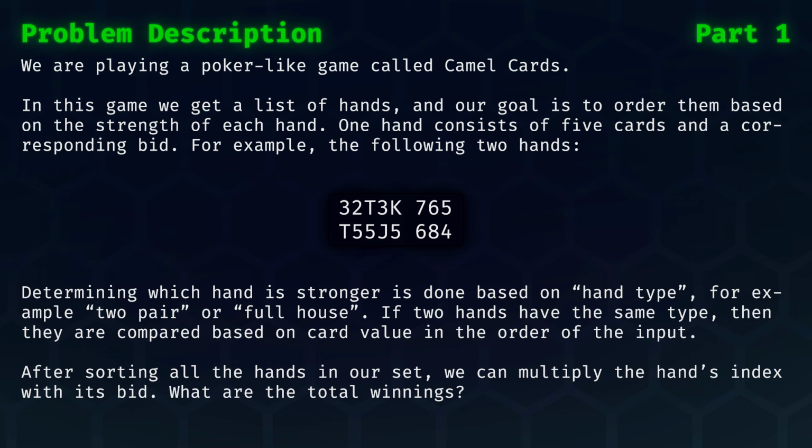Determining which hand is stronger is done based on the hand type, for example, 2 pair or full house. If and only if 2 hands have the same type, then they are compared based on the card values in the hand, in the order of the input. After sorting all the hands in our set, we can multiply the hands' one-based index with its bid. If we do this, what are the total winnings across all hands together? Let's go to the examples to really understand the problem.